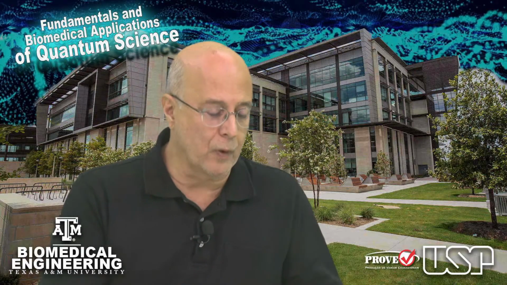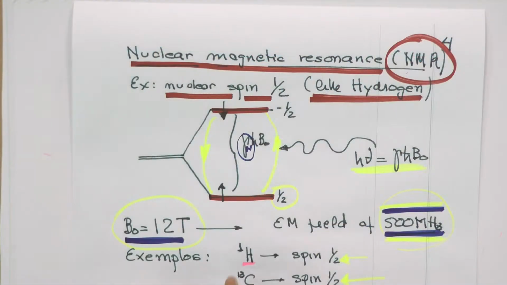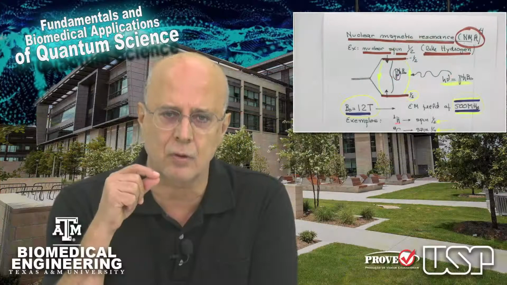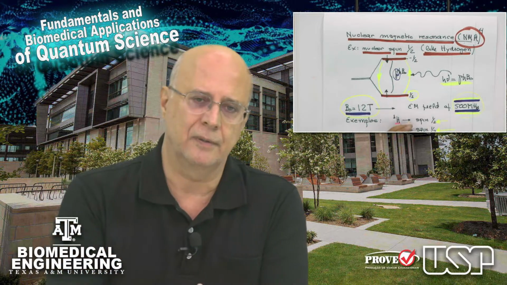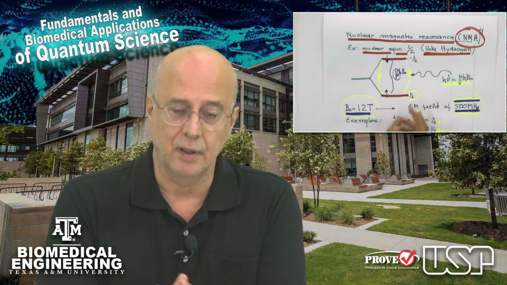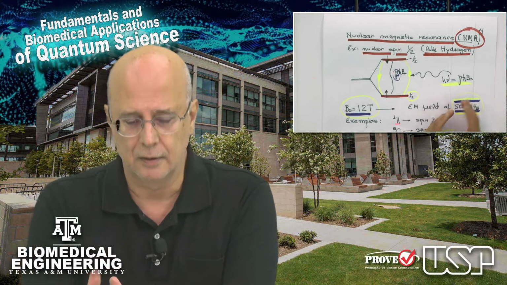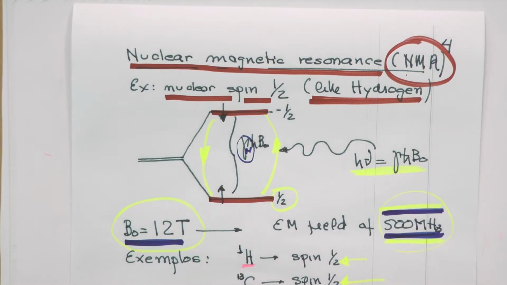Last lecture, we were discussing what we call magnetic resonance. And we explained that, due to the presence of the spin on the electrons and on the nuclei, we can have two types of magnetic resonance: the electronic magnetic resonance and the nuclear magnetic resonance. And the essential part of the magnetic resonance is the following.